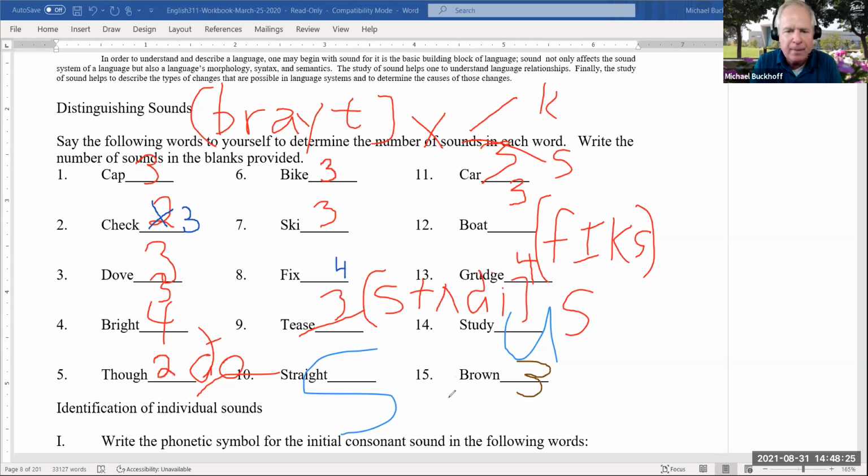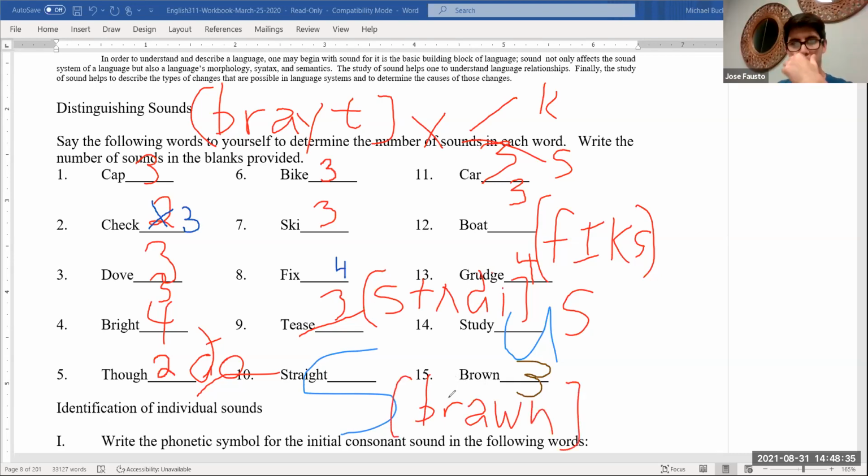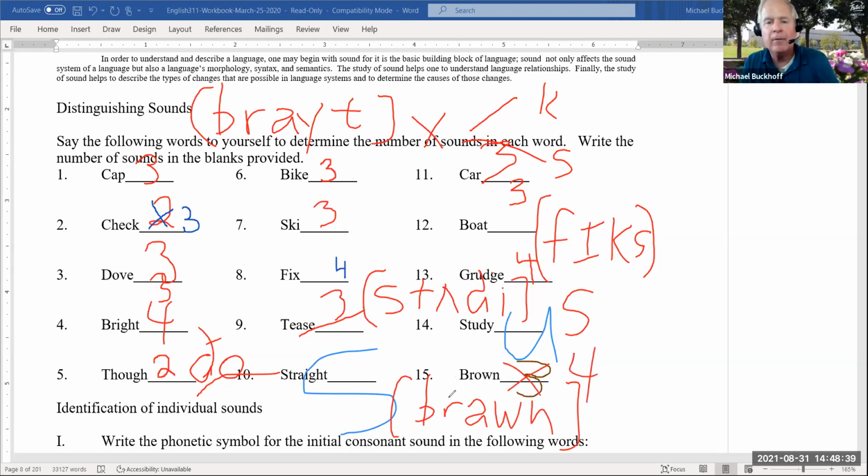Okay, what do we have? Brown. I think, let me look at it. And we have a diphthong, AW. So we have 1, 2, 3, 1, 2, 3, 4. No, that's 4. Wow, there we go. Okay, any questions on those? Did I make all the necessary corrections? We got a whole bunch of eyes looking at this.